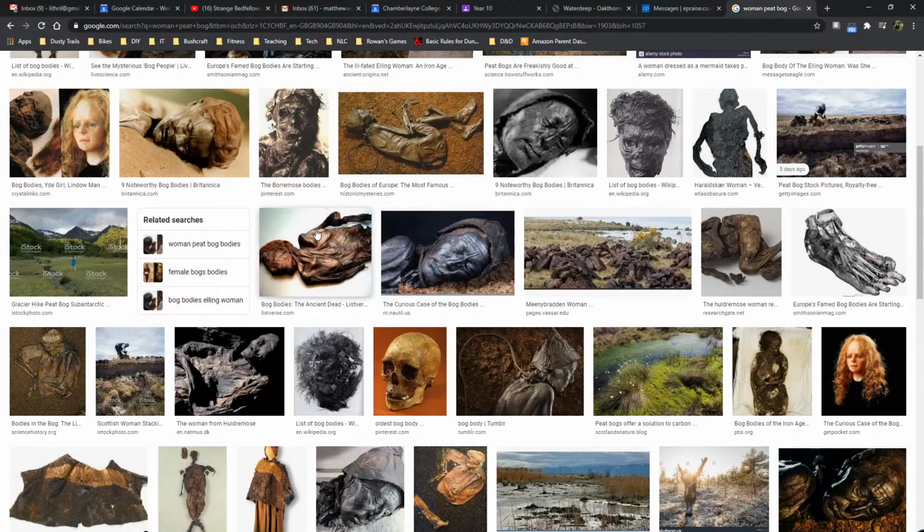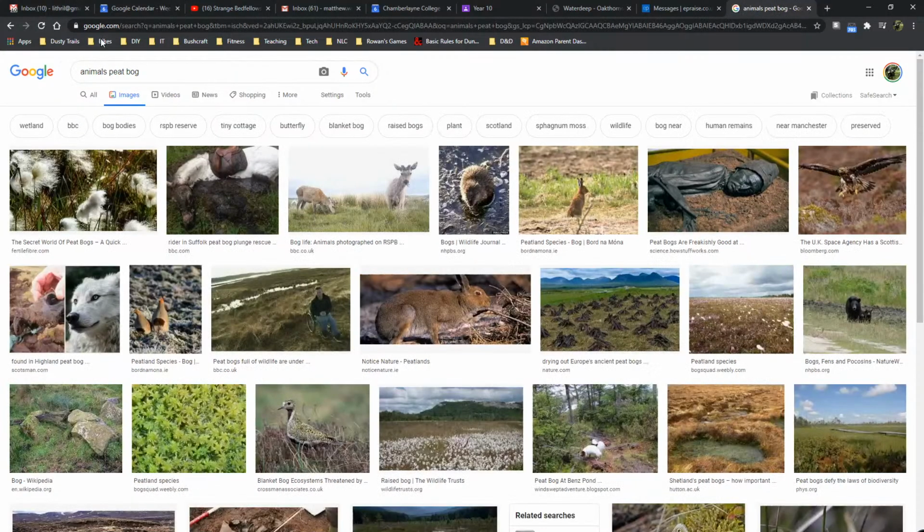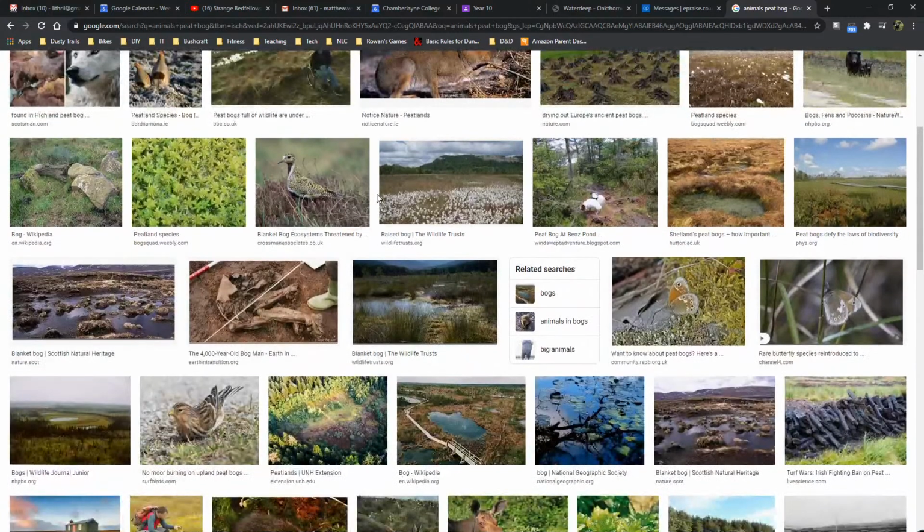So, and it's not just humans as well. I think, have they got animals? Let's just change woman to animals. What they found is animal remains, some sort of historic species from thousands of years ago that are almost completely preserved because they can't decompose.